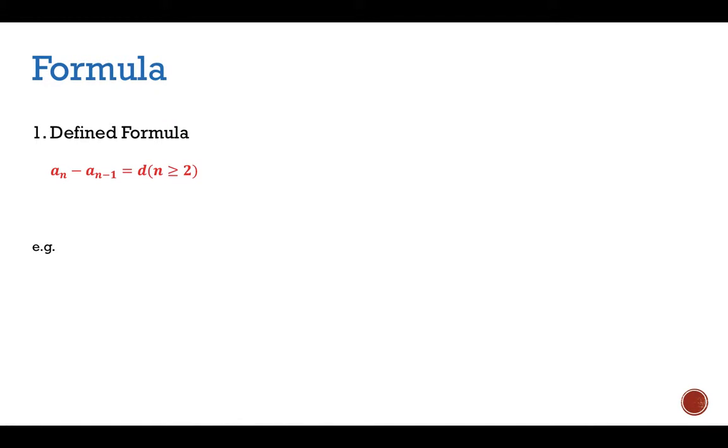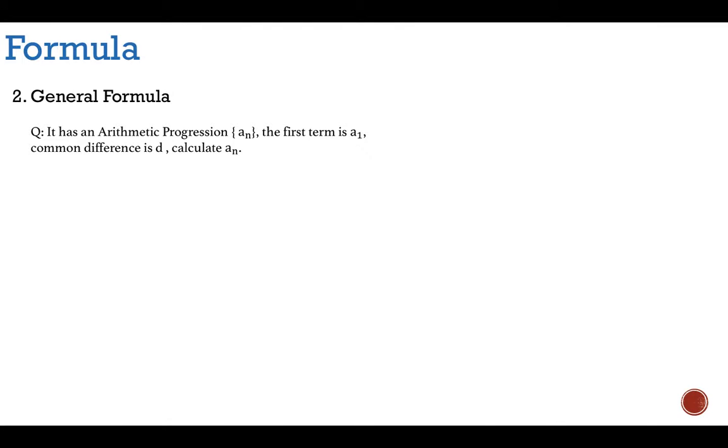Here is an example: 1 to 6. Let's calculate its common difference. We can say 2 minus 1 is 1, 3 minus 2 is 1, 4 minus 3 is 1. So we can get that the common difference is 1.